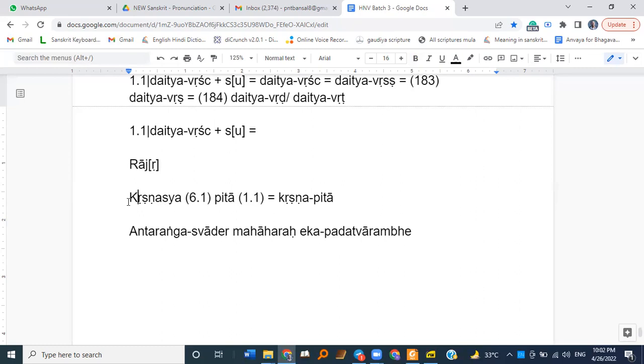So when we are to convert these 2 words into one word, that process is Ekapadatva Rambe, the beginning of making them into one word, which is this Krishna Pita. Now Krishna Pita is one word. Okay, got it.